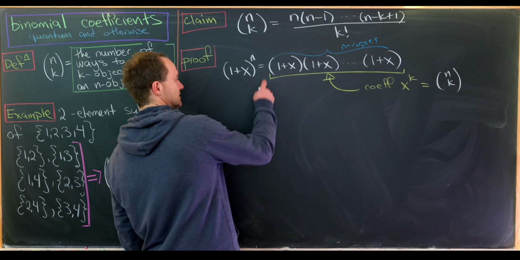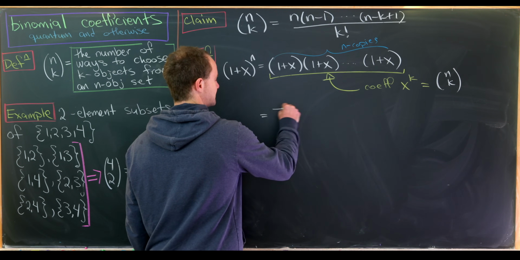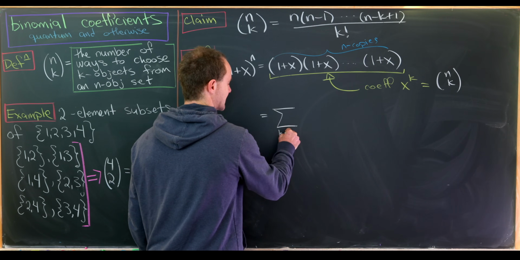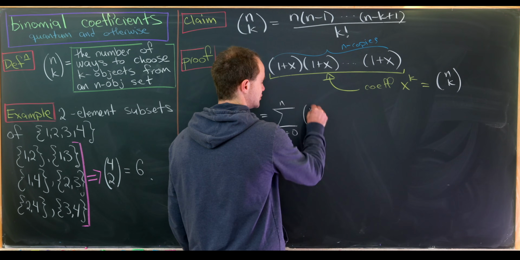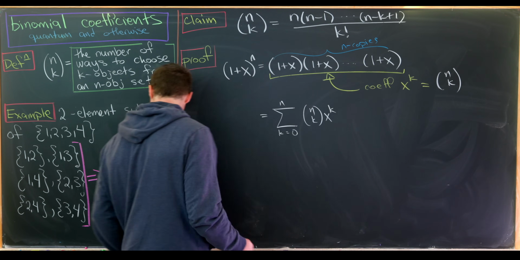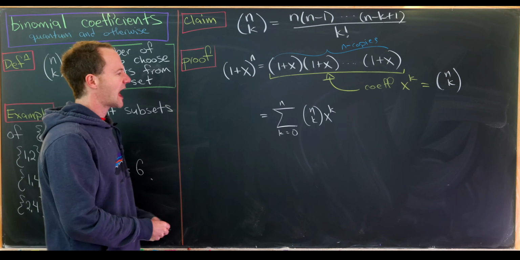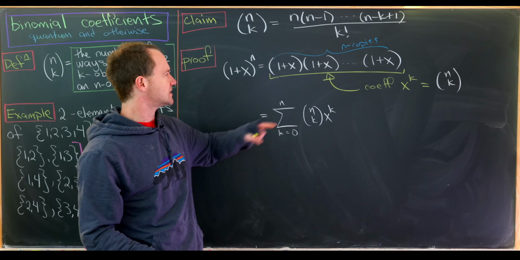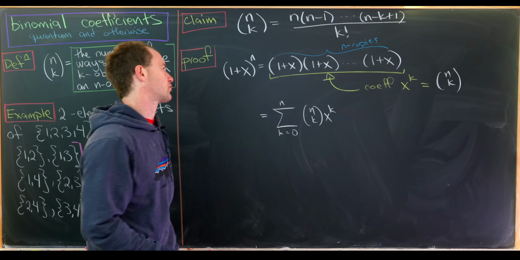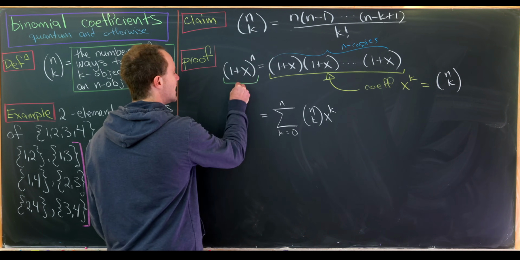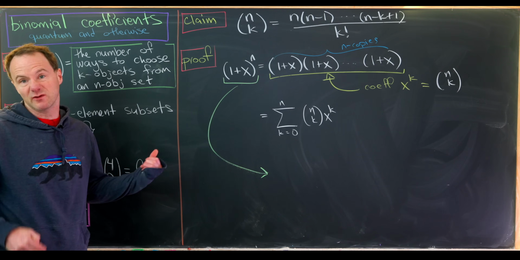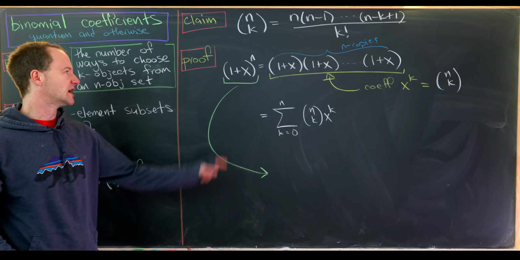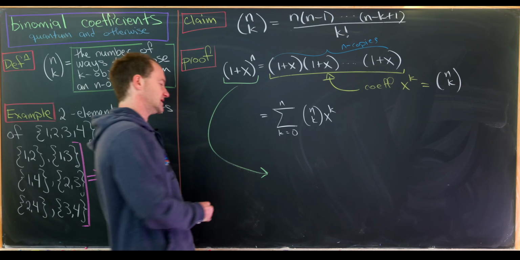But what that tells us is that this expands as the sum as k goes from 0 to n of n choose k times x to the k. And then how do we prove that this n choose k is exactly this product up here? Well, there are a number of ways to do it from here, but they all are built off of the following really simple trick involving this (1 plus x) to the n.